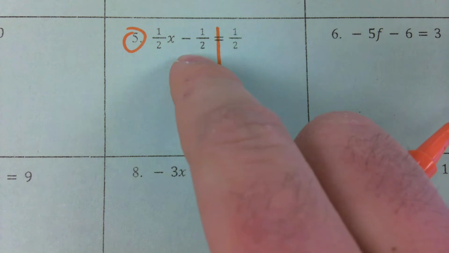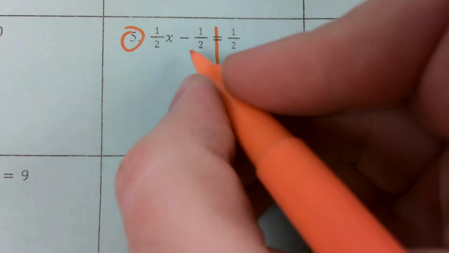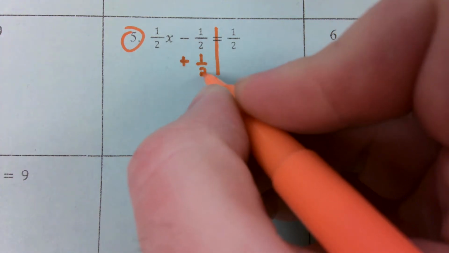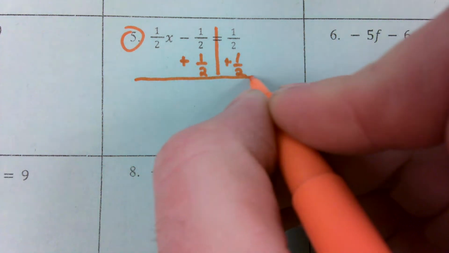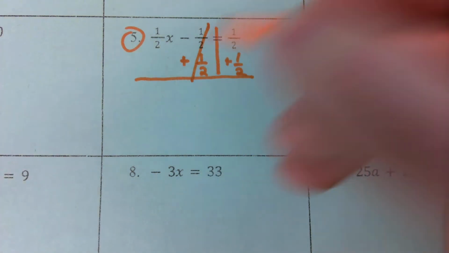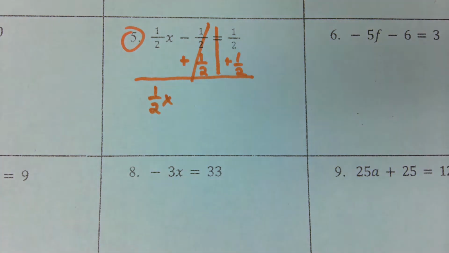Okay, 1/2 x minus 1/2 equals 1/2, right? So it looks a little bit confusing because of all these fractions, but we're going to treat it as if they're numbers. We're going to do the same thing. We take negative 1/2, we do the inverse of that, which is plus 1/2. And we're going to add 1/2 to both sides. That gets our 1/2s on the left to cancel, leaving us with just 1/2 x.